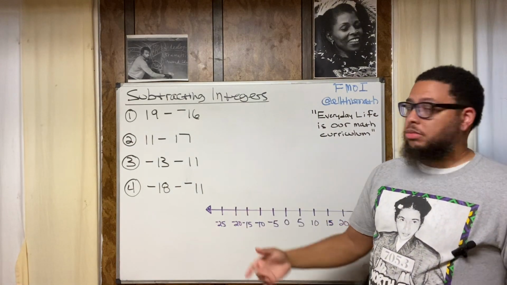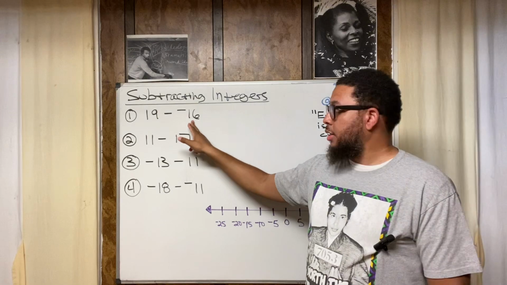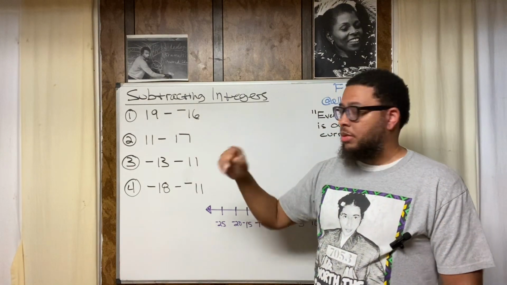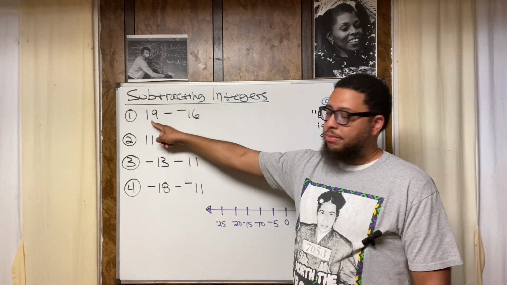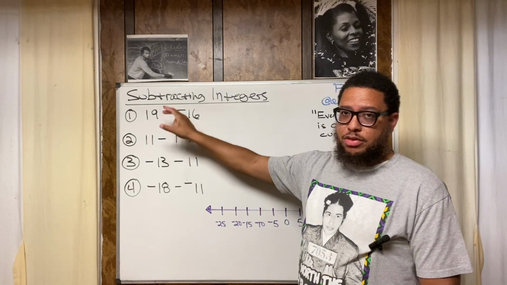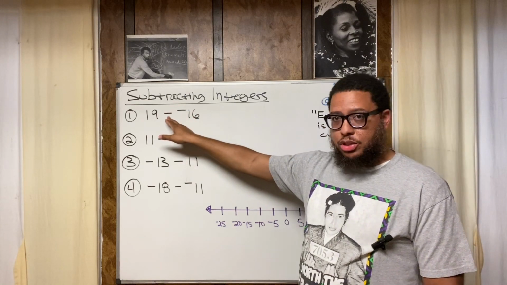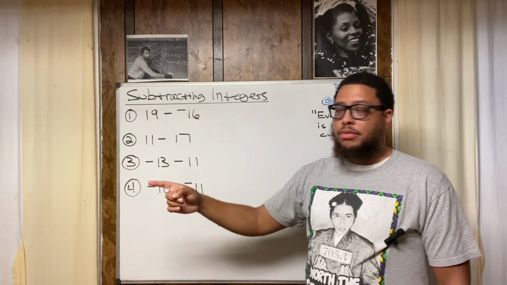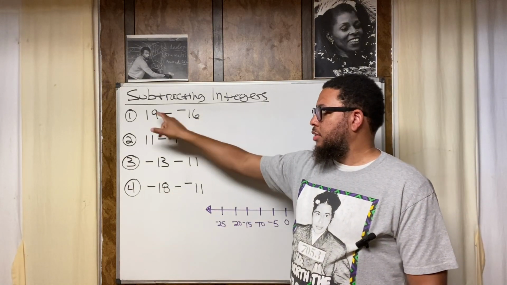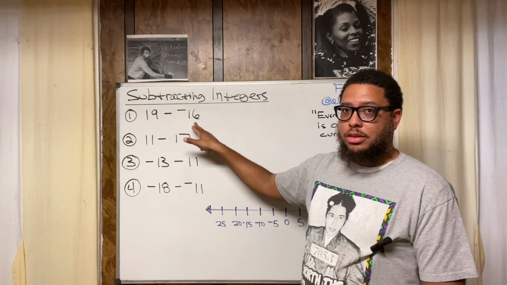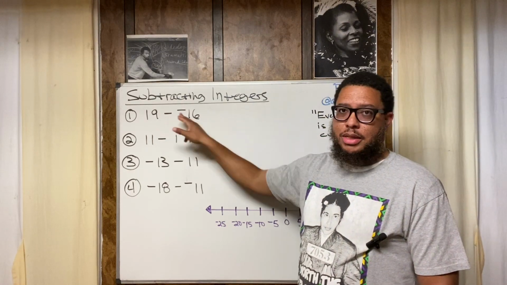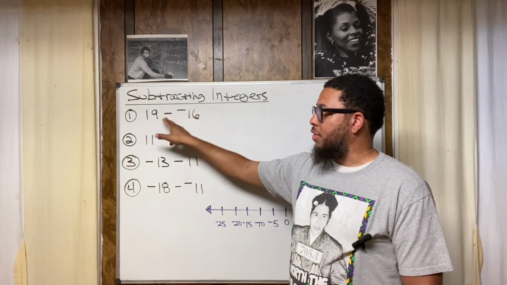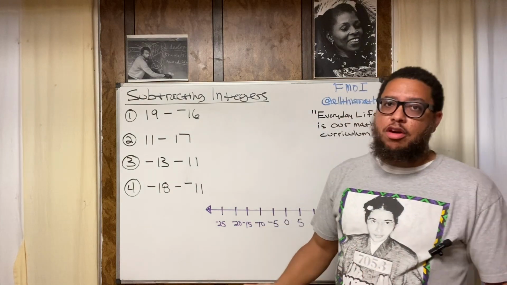How far do you go, though? That's where the second number comes into play. The second number tells you how far you go. So the first number is your starting point. The operation symbol, if it's plus or minus, tells you the direction you move in. The second number tells you how far. Starting point, direction, distance. Starting point, direction, distance.